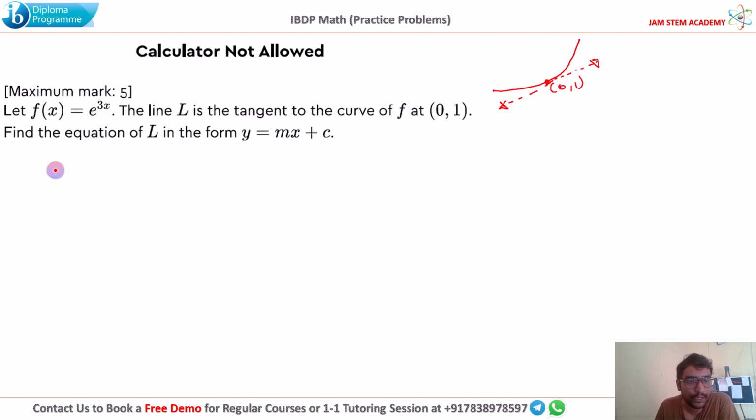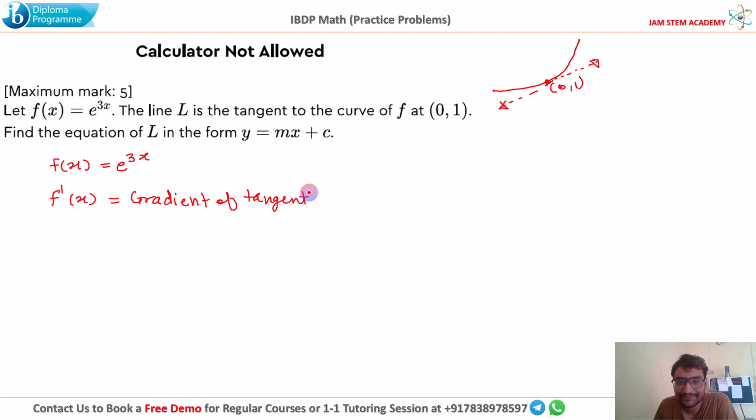What is that slope? If we have f(x), which is e raised to the power 3x in this case, the f prime, or the derivative, gives us the gradient of the tangent line. That's how we can find the slope. So, the gradient of the tangent line. In this case, we have to differentiate it. Here you have e raised to the power of something. So its derivative is e raised to the power of that something, the same.